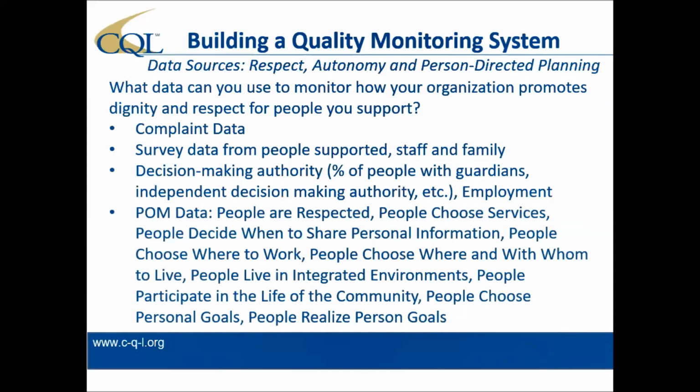There's a lot of personal outcome measures data that we could look at in this area, and sometimes when we look at our 21 personal outcome measures, that POM data might be a better fit in certain areas, or maybe it covers more than one area. But just to give you an idea of some of the possibilities here: people are respected, people choose services, people decide when to share personal information, people choose where to work, where and with whom to live, people live in integrated environments, people participate in the life of the community, people choose personal goals, people realize personal goals. And again, some of those outcomes might be better fits in other areas depending on how you have your data collection categorized.